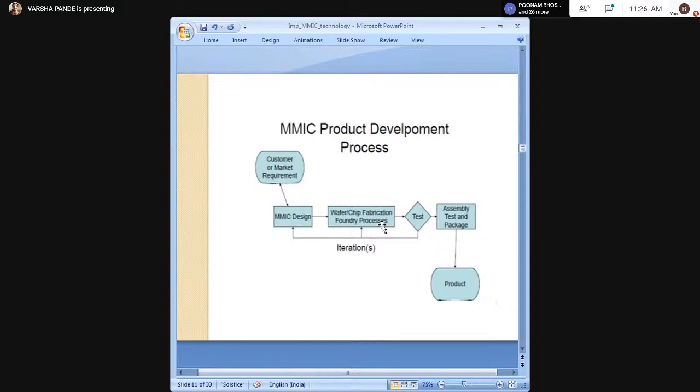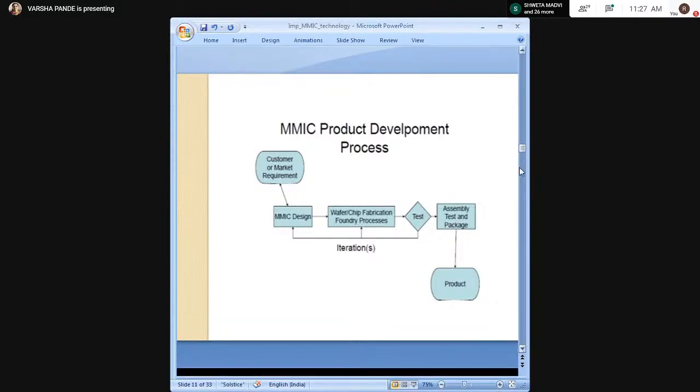Then initially only one IC is prepared, and that will be tested. If it is working properly, then it will go for mass production and further assembly and packaging, because all these devices again should be packaged. If there are faulty components, then they are rejected. Like this, the MMIC product development process is there.